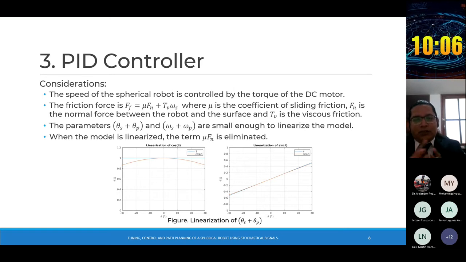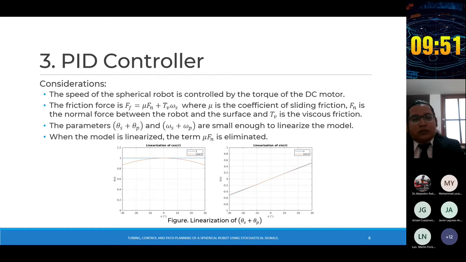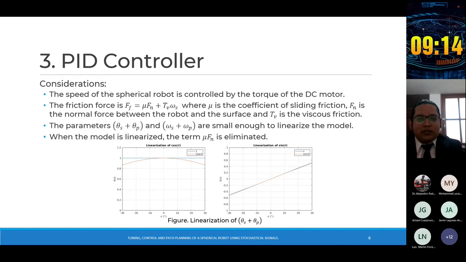The friction force is described in this expression, where we have the normal force between the robot and the surface and the viscous friction. So this model is being linearized. We are considering that these angles and these angular velocities are small enough to let us linearize this system. In the figure, we can see the linearization of cosine on the left side and the linearization of sine on the right side. The values obtained from the linearization and the function are very similar, so we can consider that the linearization is possible in this system.